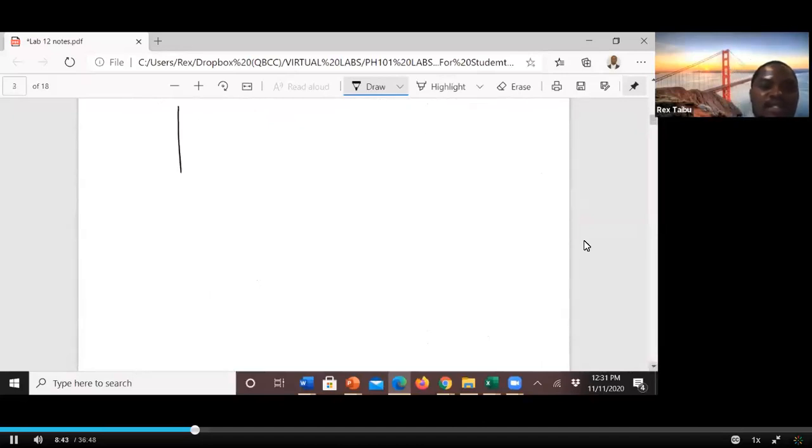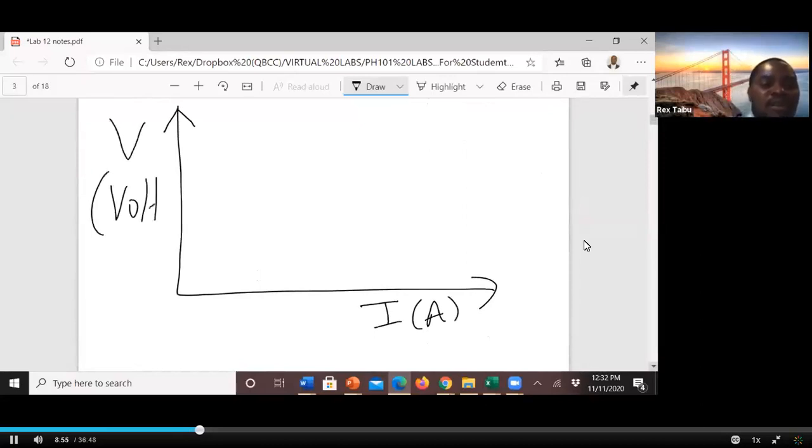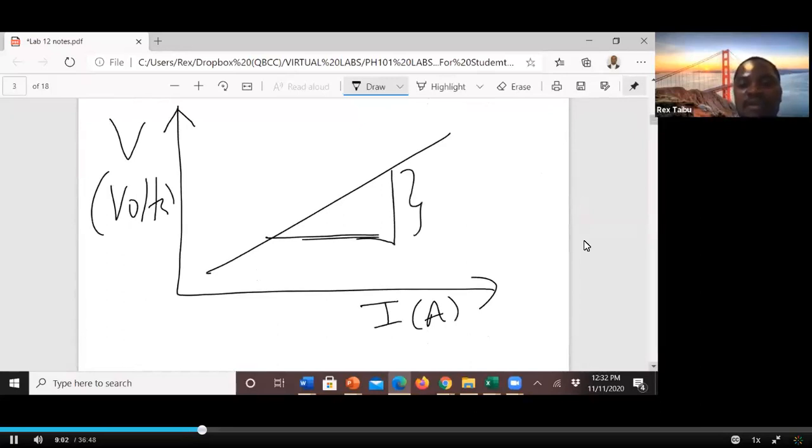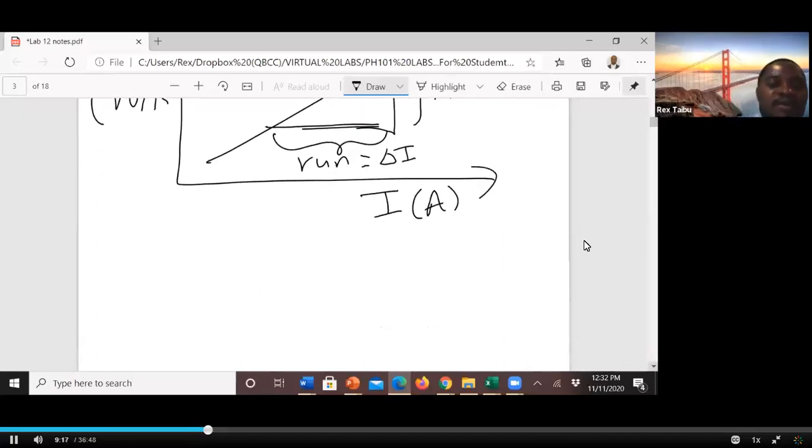So we are saying that if you plot a graph of current in amps, remember the unit for current is amps, I don't know if I mentioned that, and V in volts, the graph line looks straight, and the slope, which is rise over run, the rise here is change in voltage, and the run here is a change in current. And remember, slope is rise over run.